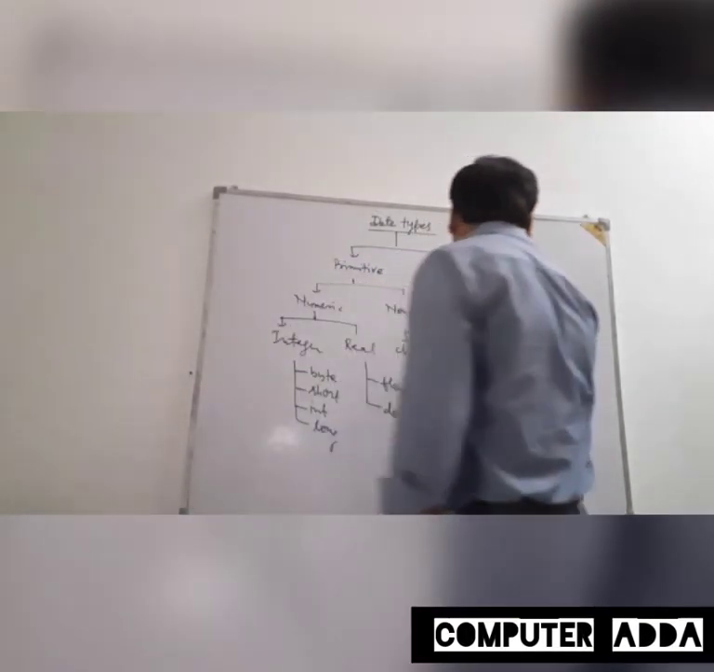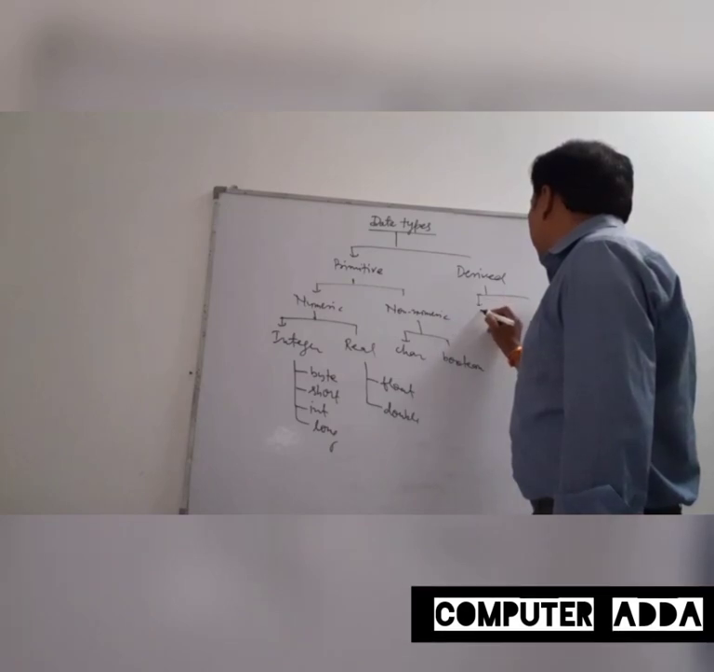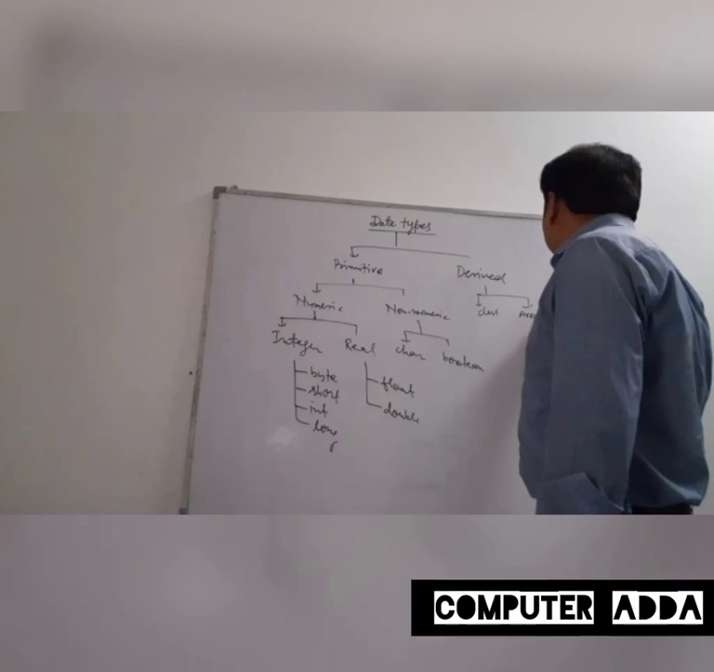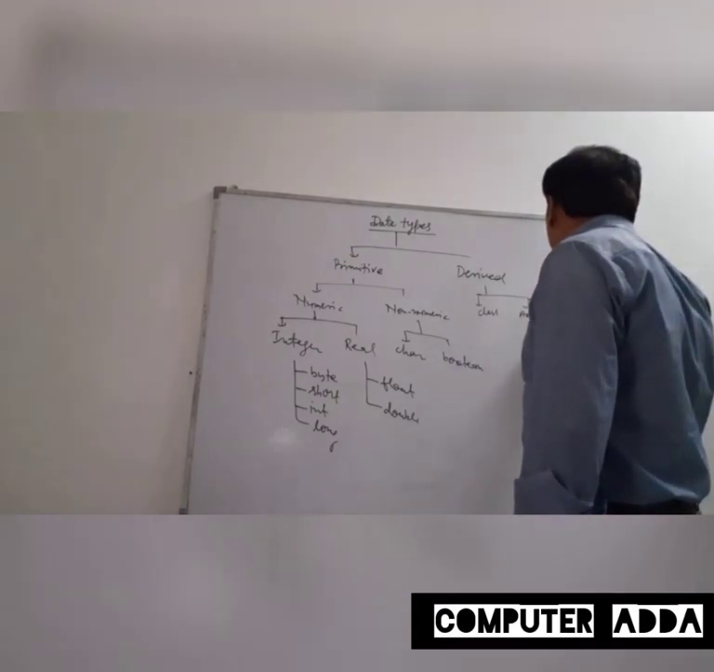Now, derived data types are composed from primitive data types. Java provides 3 derived data types: class, arrays and interface.